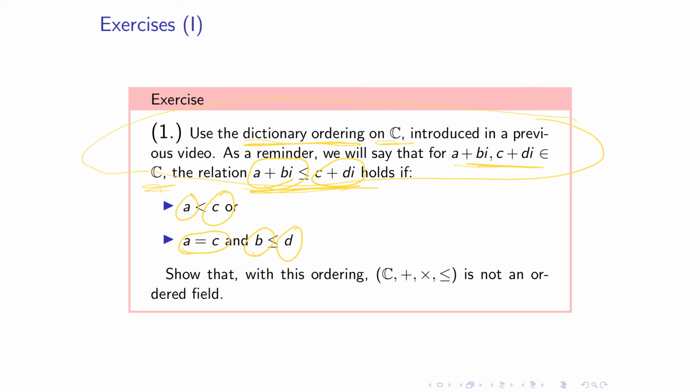So effectively, this is like first sorting them by the real component, and if there are any ties, then we break ties by sorting them in the imaginary component. Your task for this exercise is to show that this does not make C an ordered field. So you are supposed to find some axiom such that this does not form an ordered field. Some axiom is violated.